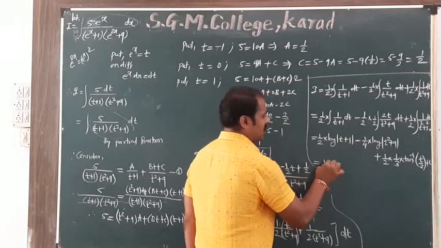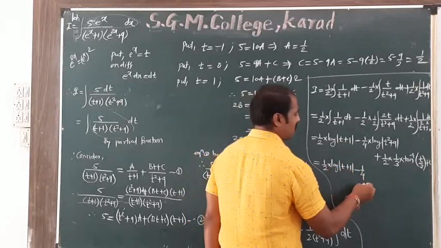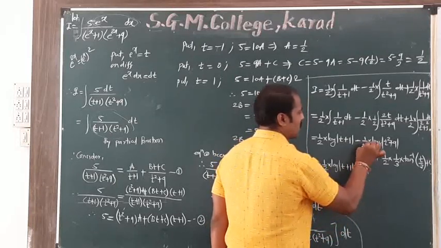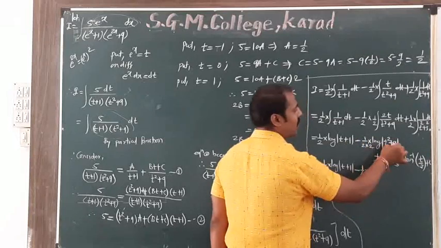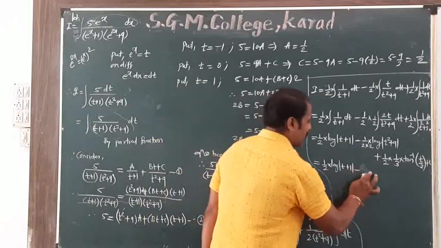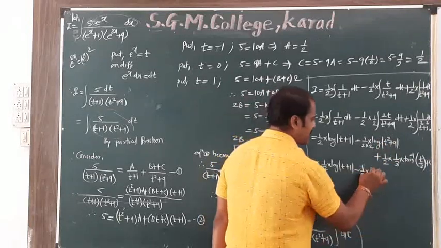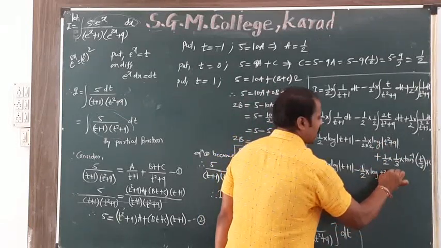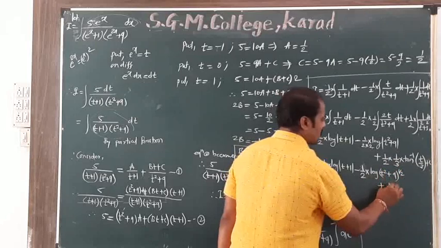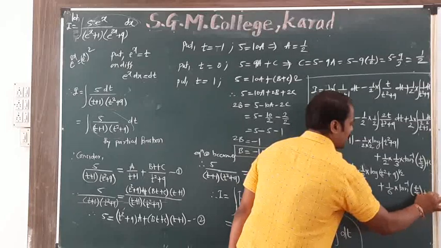So 1 upon a is 1 upon 3 into tan inverse t by 3 plus constant of integration c, which is equal to 1 upon 2 into log of mod of t plus 1, minus 1 upon 4 into... I can write this 1 upon 4 as 1 upon 2 into 1 upon 2, and 1 upon 2 log m is log of m raised to 1 upon 2. Minus 1 upon 2 into, by using n log m is log of m raised to n, I can write this as log of t square plus 9 bracket raised to half, plus 1 upon 6 into tan inverse t divided by 3 plus c.